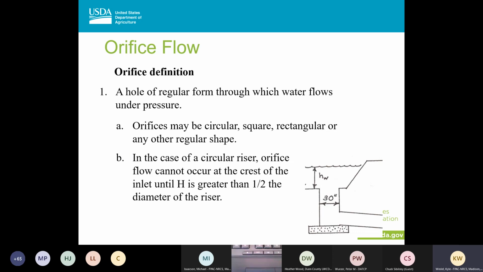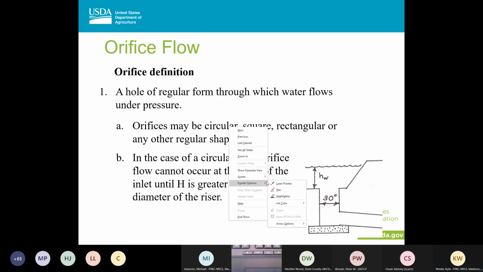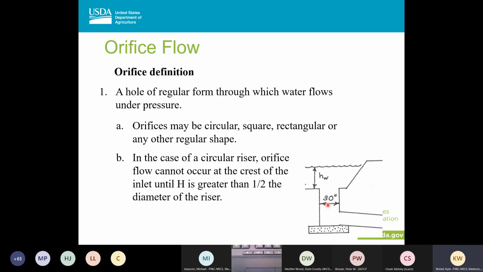In the case of a circular riser, the orifice flow cannot occur at the crest of the inlet until H is greater than half the diameter of the riser. So if I have a 30-inch riser and my water's above it, it has to be a minimum of 15 inches, or half of the diameter, above it to be an orifice flow. If this was 48 inches, this would have to be 24 inches. If it's below that, it's going to be considered weir flow.